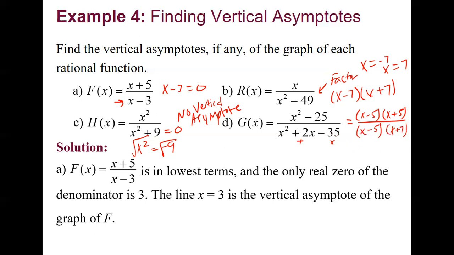Okay, so this is an example of when you factor, you can remove. Because I can remove it, it's not a vertical asymptote. It's a hole. Do you remember this, what I said yesterday? If I can remove it, it's a hole. It's a removable discontinuity. So my only vertical asymptote is at x equals -7.